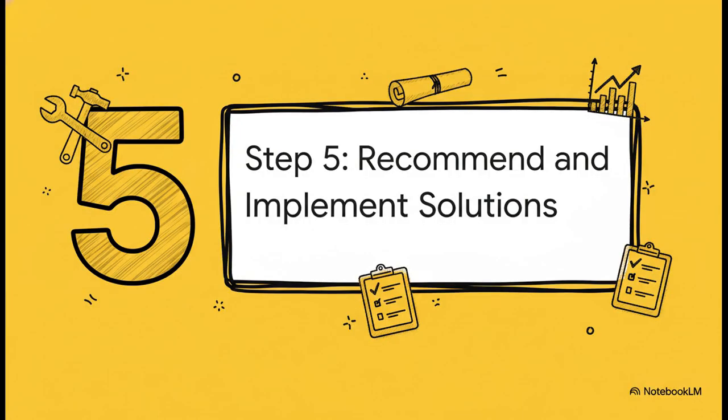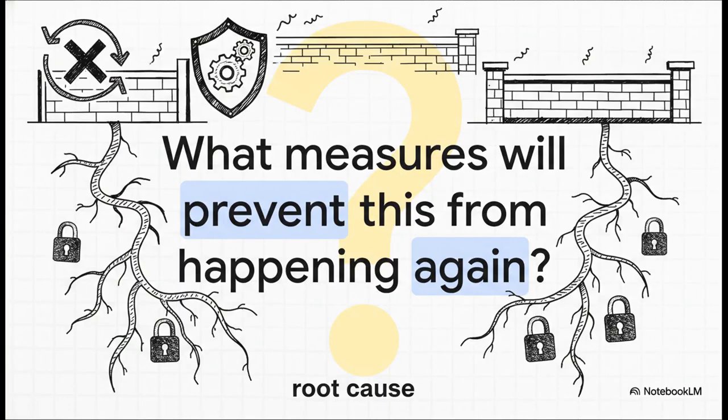So once you've struck gold and found that true root cause, it's finally time for action. Let's talk about step 5. Recommend and implement solutions. The whole mindset shifts here. It's not about cleaning up the current mess anymore. The question becomes, what can we put in place to make sure this root cause can never trigger this problem again? That's how you build a permanent fix.